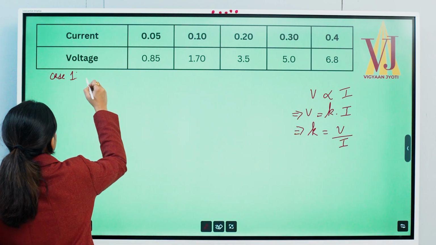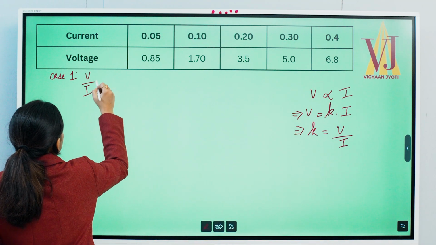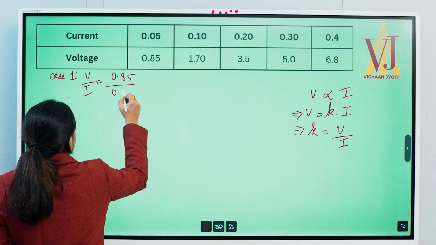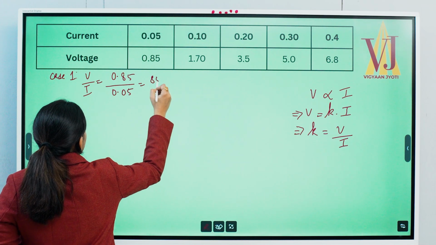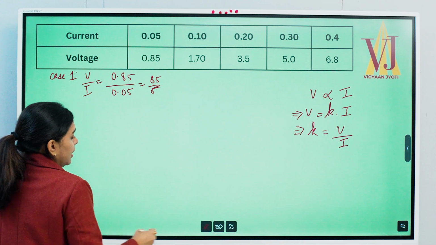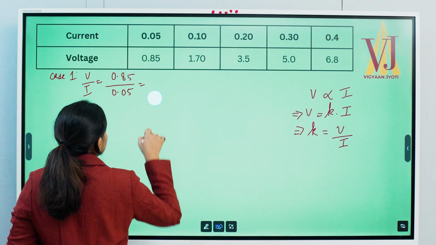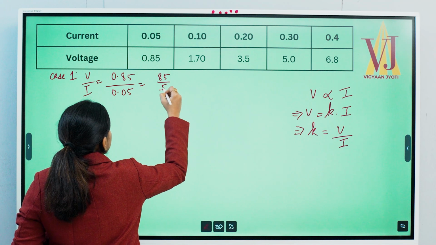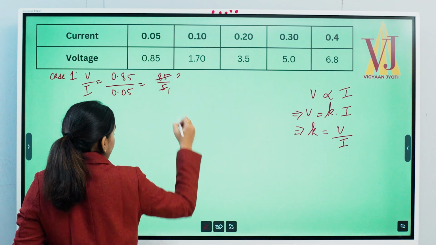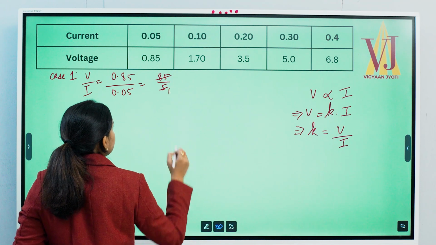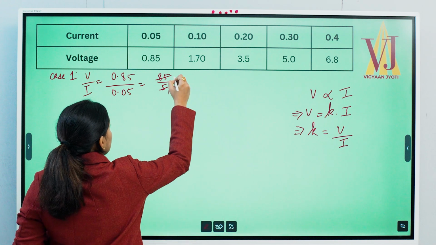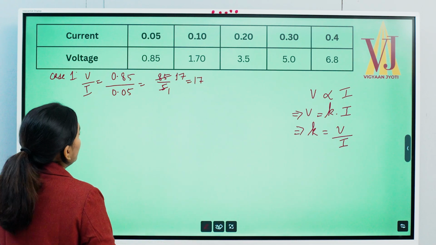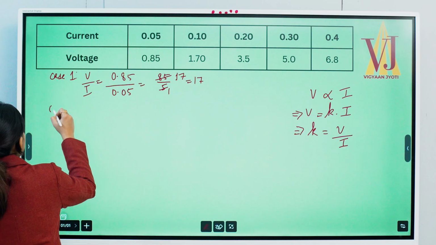So the first case is voltage to current, that is 0.85 and 0.05. So we can write here 85 by 5. 5 ones are 5, 5 sevens are 35. So how much is it coming to? The constant is 17. Okay.